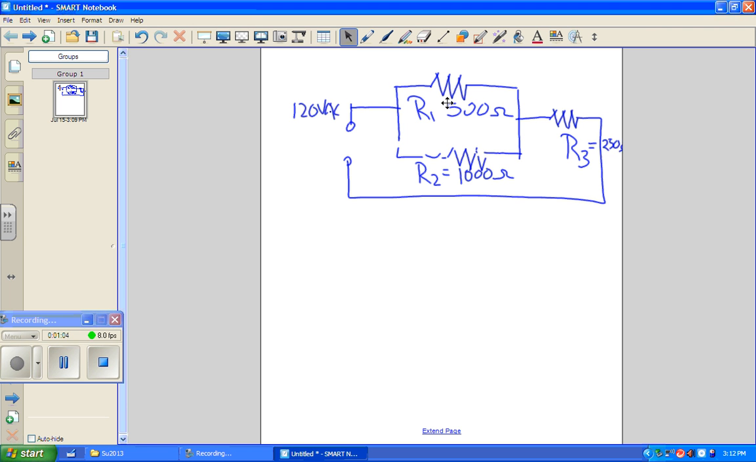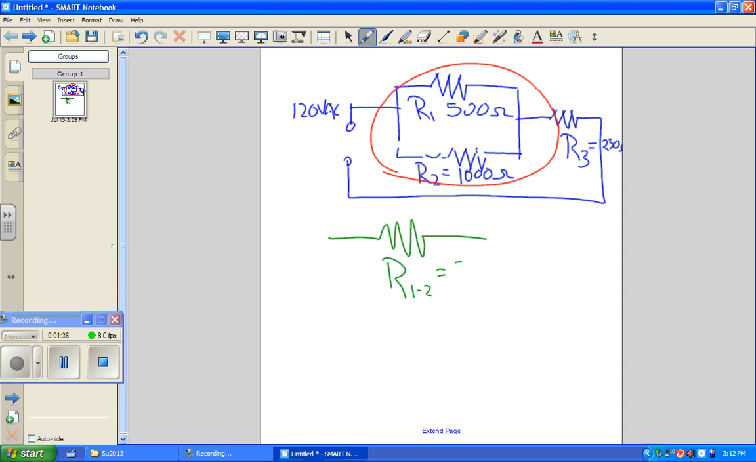Now, it's obvious that we're going to simplify this thing first, because if we just turn this into a single equivalent series resistor, then we've got a simple series circuit to look at. So we see that R1 is 500 and R2 is 1,000. Our equivalent resistor will have how much resistance? 333.33 ohms.